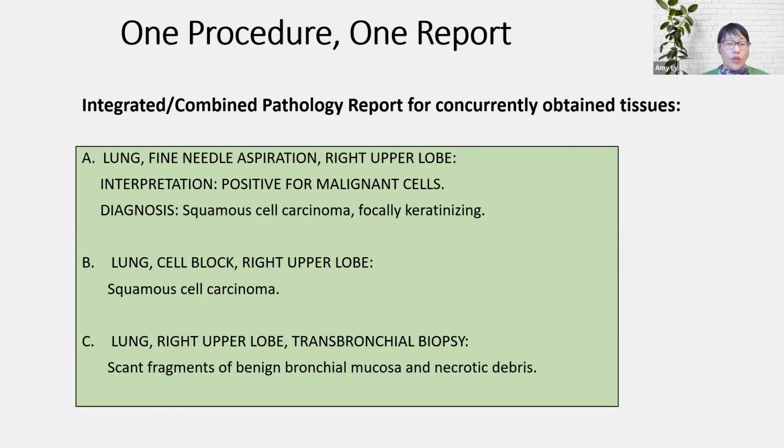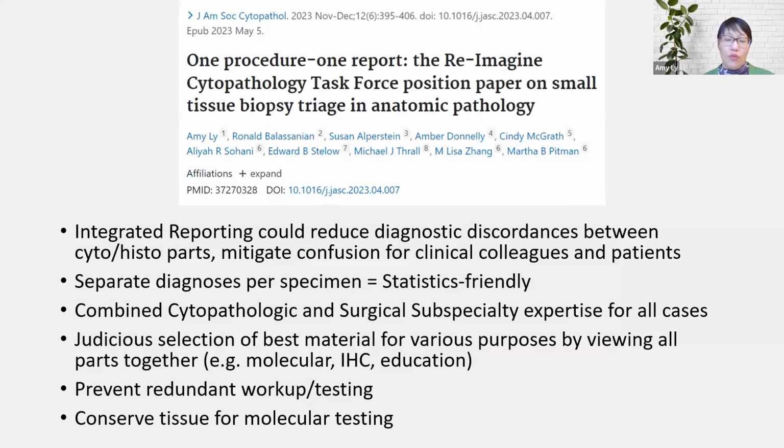So one thing that you can do is to create an integrated combined pathology report for all these concurrently obtained tissues. For example, in this case, reporting the FNA, cell block, and transbronchial biopsy all together. And a recent task force of the ASC advocated for one pathology report issued for each biopsy encounter, and that would integrate the diagnoses for all specimens. This approach could reduce the discordances between these parts. It can mitigate confusion for clinical colleagues and patients.